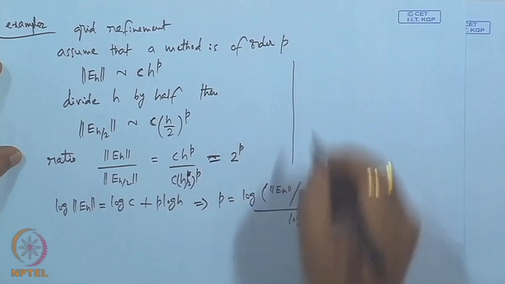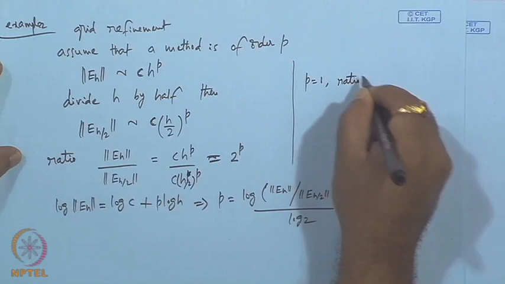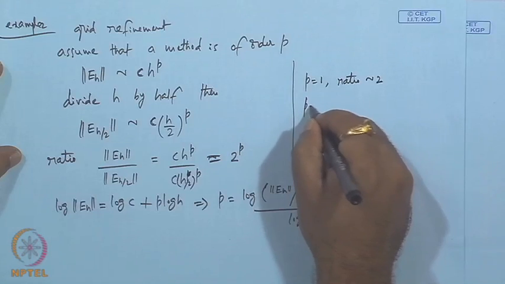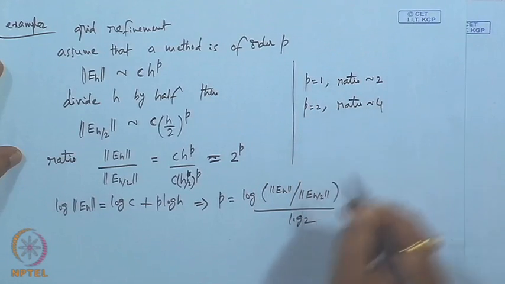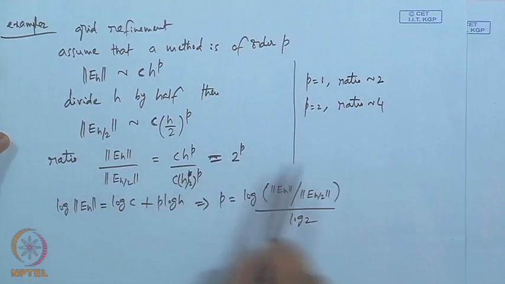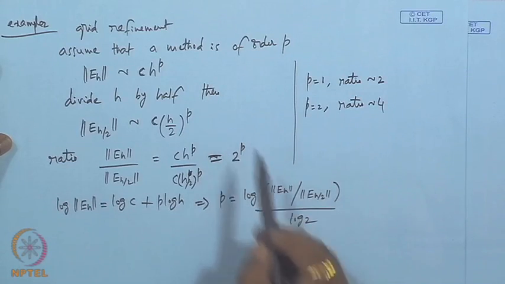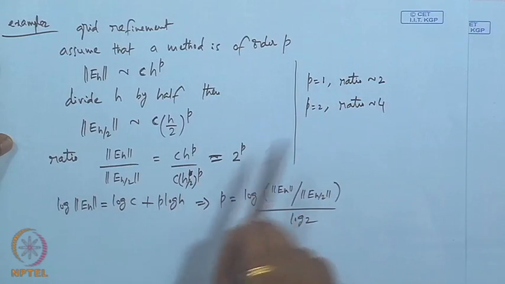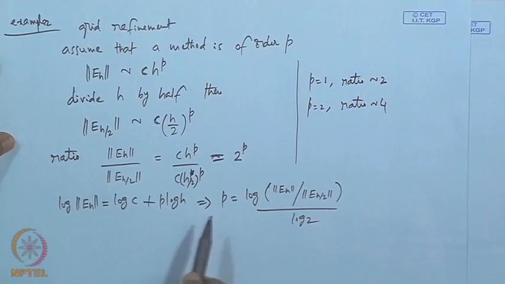Now if p is 1, the ratio is 2, and if p is 2, the ratio is 4. So, this gives an idea of how, if we refine the grid, the ratio of the errors compared to the earlier h behaves. Accordingly, without recalculating, one can get some estimates.